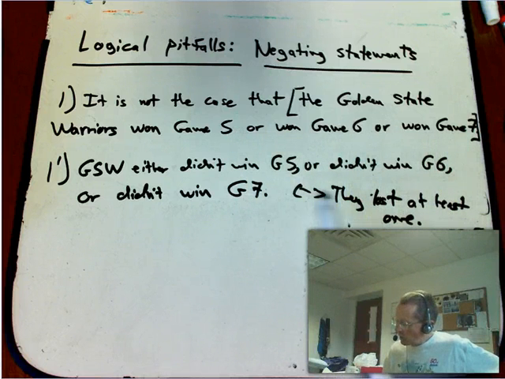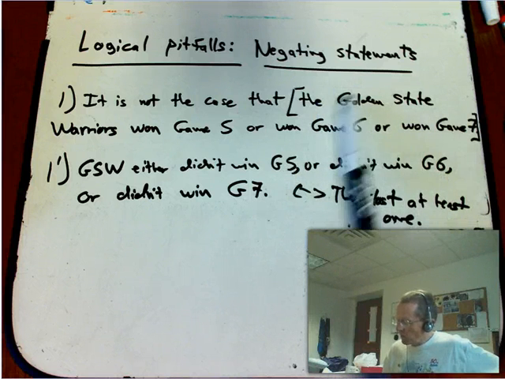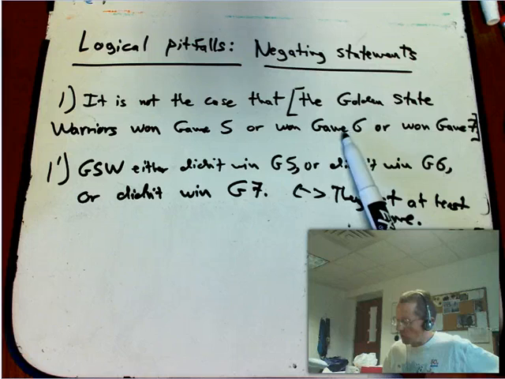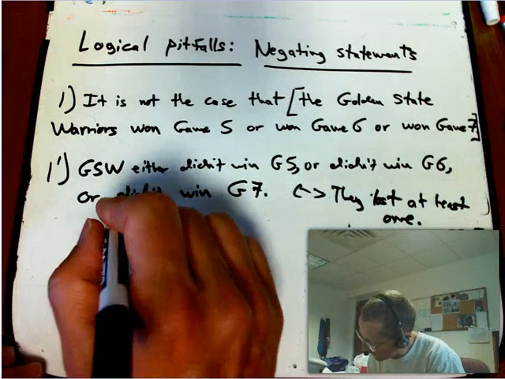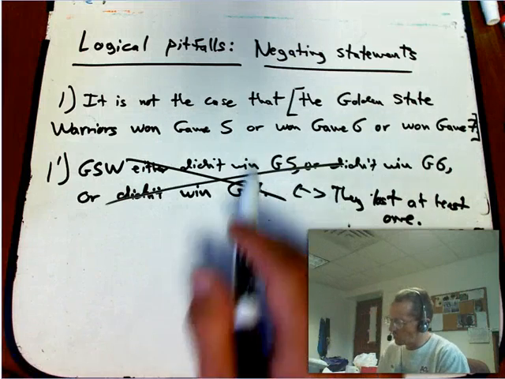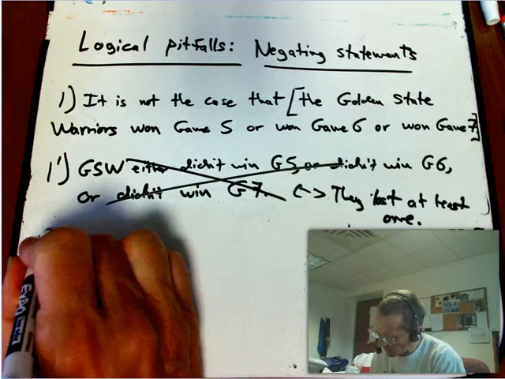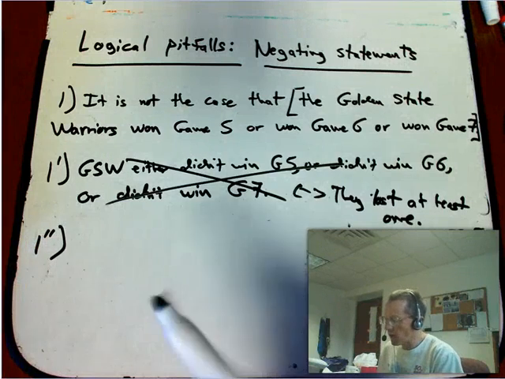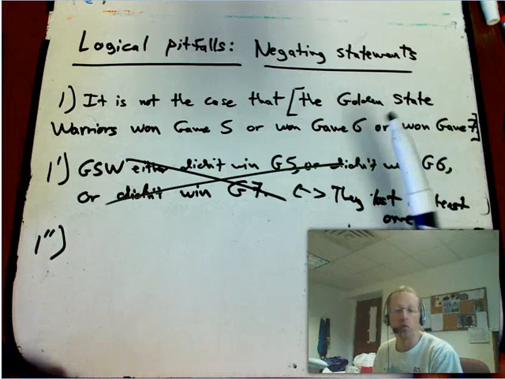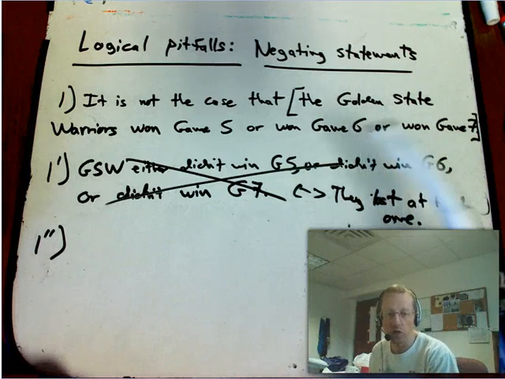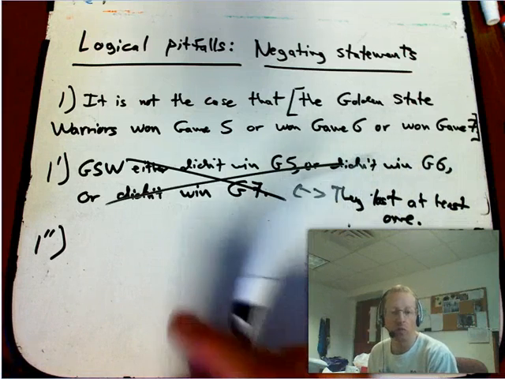If they lost, say, Game 5 and won Game 6 and Game 7, then this statement in the brackets would be true because they did win Game 6, Game 7. So these are not logically equivalent. This is not something that's just a translation of this one. Instead, let's call it one double prime. What happens when you negate an or is it turns into an and. So it's called De Morgan's rules or De Morgan's laws for logic. And it's intuitive if you think about it carefully and you don't let your subconscious do it.